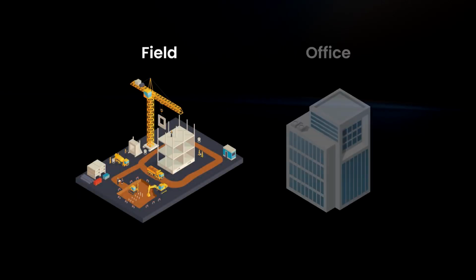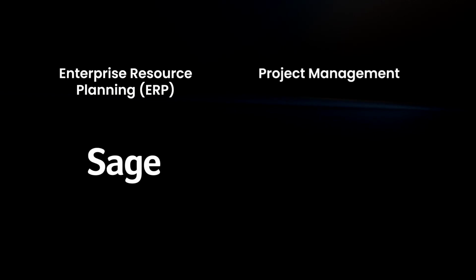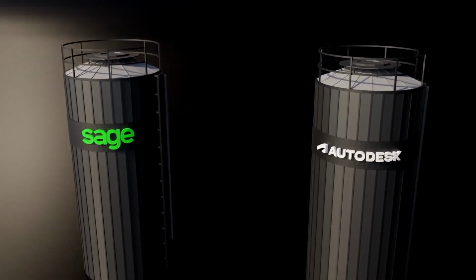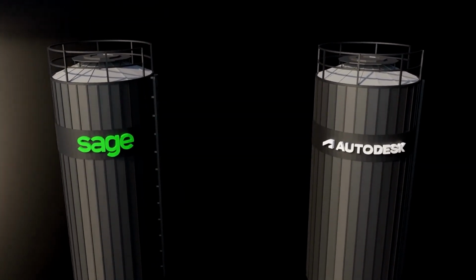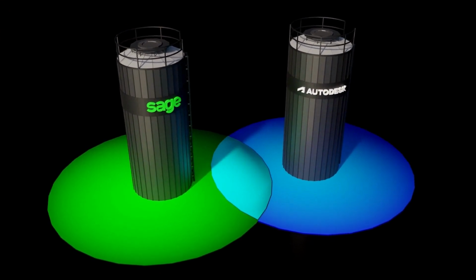To simultaneously manage projects in the field and in the office, construction companies piece together multiple software solutions. These solutions usually include an enterprise resource planning or ERP system, such as Sage 300 Construction and Real Estate, and a project management system such as Autodesk Construction Cloud. These proprietary solutions create silos around their data, and while the responsibilities for each system differ wildly, there is overlap in the data where both systems use the same data entities.